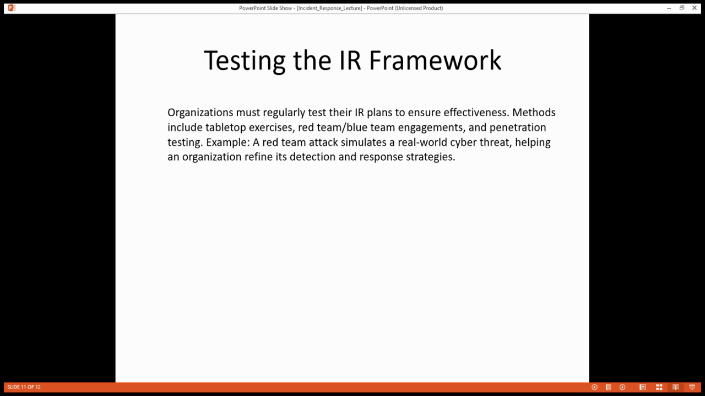Testing the IR framework. Organizations must regularly test their IR plans to ensure effectiveness. Methods include tabletop exercises, red team/blue team engagements, and penetration testing. Example: a red team attack simulates a real-world cyber threat, helping an organization refine its detection and response strategies.